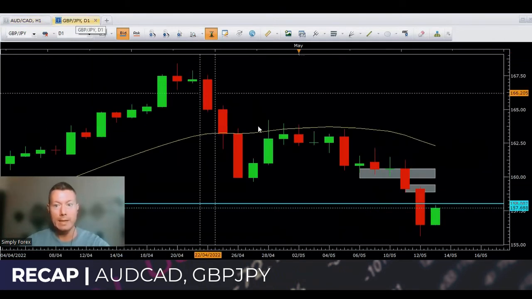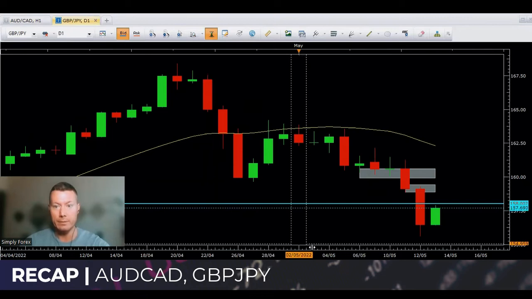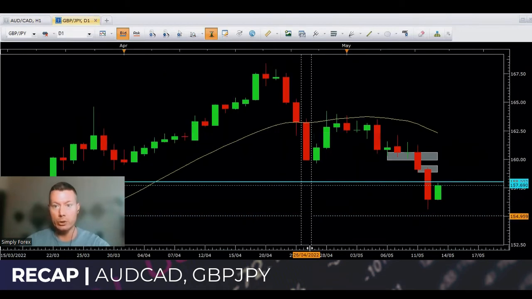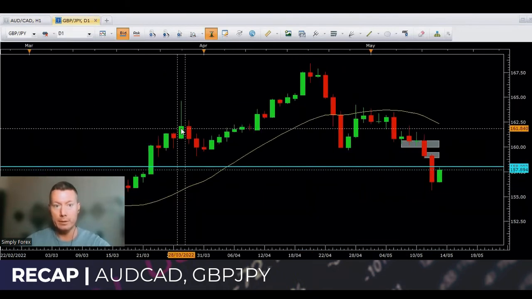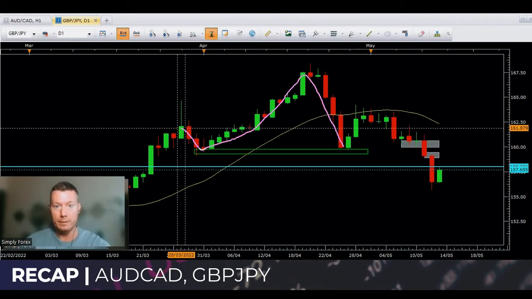This was the pound against the Japanese yen. And again, we were shorting this because price had come up, come back and tested these lows here, tested these lows. But then this candle eventually broke these lows. So now we have lower highs and now we've got lower lows.